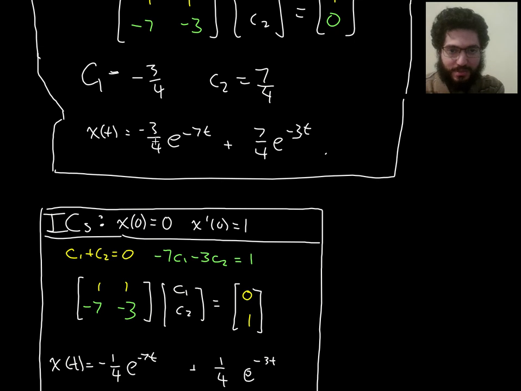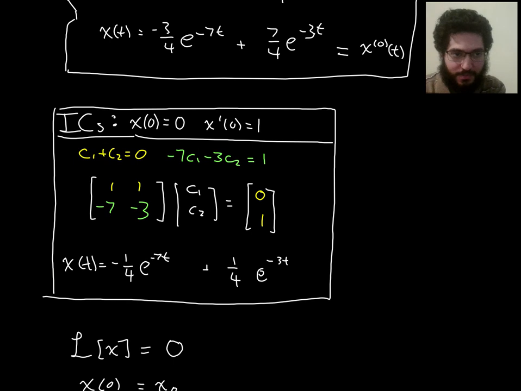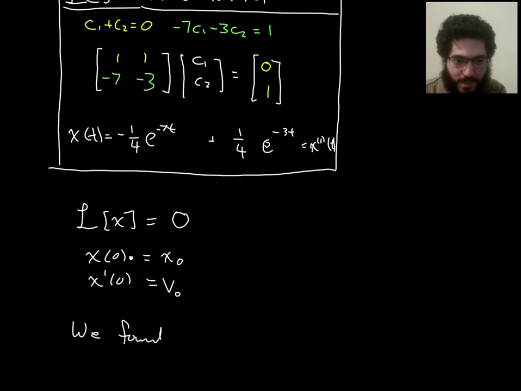Okay, so I'm going to call this x superscript 0. How about that? Superscript 0 in parentheses. And then I'll call this one x superscript 1 in parentheses. Okay, just names for them.